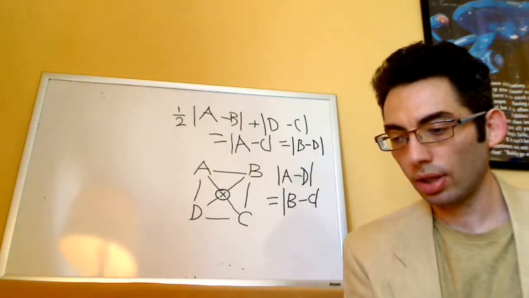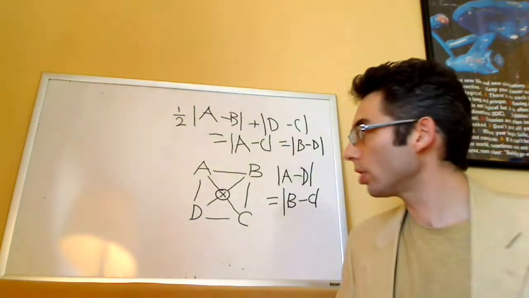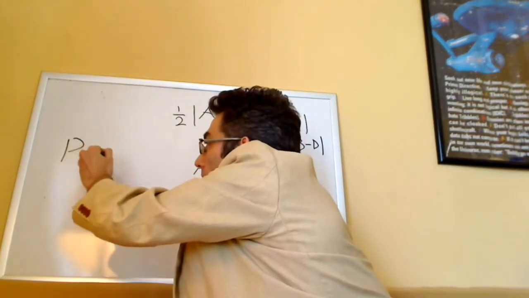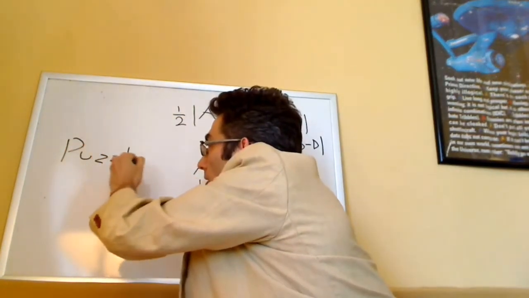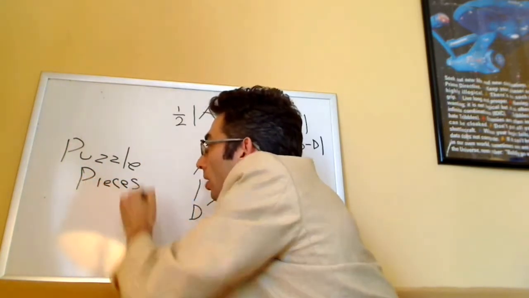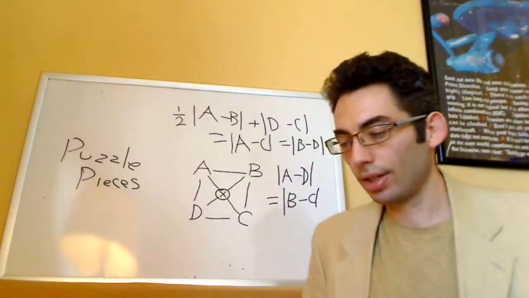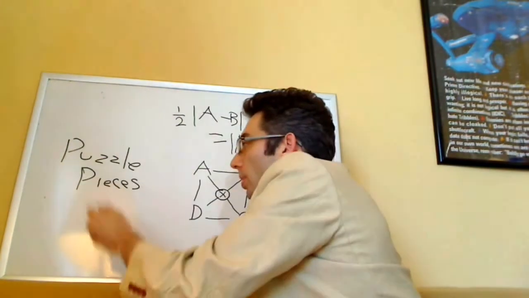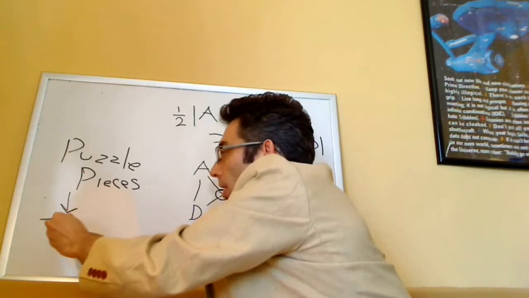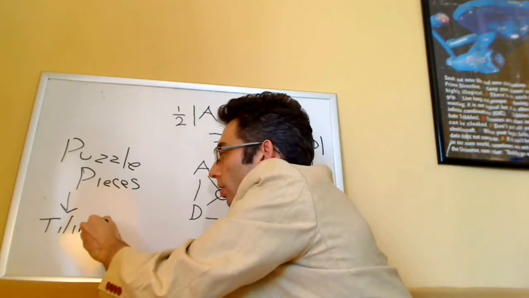So let me show you the grand plan here. We are going to make puzzle pieces. I know this may not make sense right now. Why am I talking about puzzle pieces? It will make sense in about 60 seconds. So puzzle pieces, and we're going to turn these puzzle pieces into tilings. They're also called tessellations.